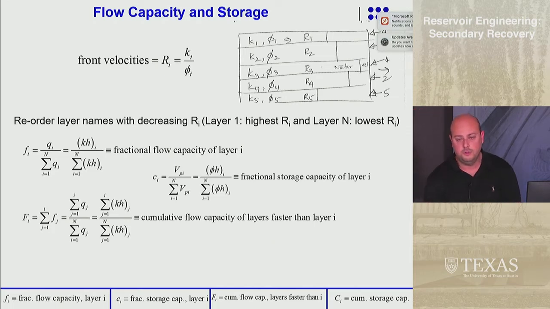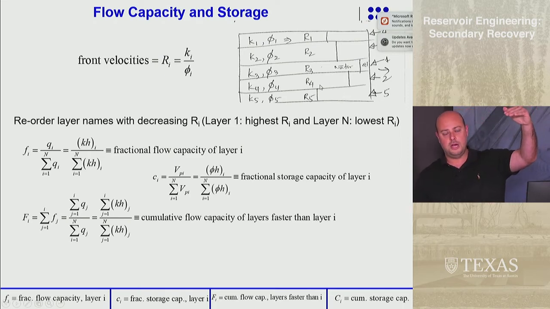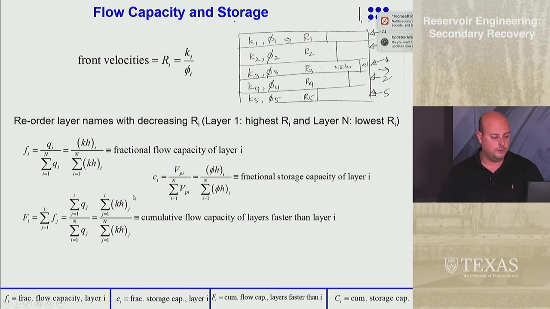So you have several layers, 5 in this case, and you wanted to look at layer 3. Remember we reordered this. So we had layer 1, 2, 3, 4, and 5. Layer 1 we're going to order at the top. That was the fastest, and then 5 was the slowest. So when you do that ordering, the question is, what is the cumulative flow capacity of layers faster than layer i? Let's say we're interested in layer 3, so i is equal to 3.